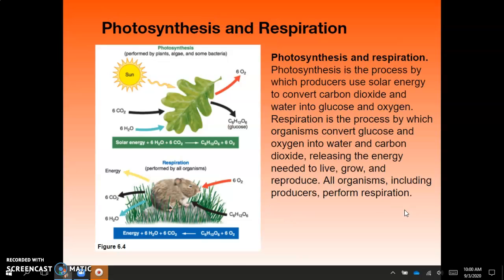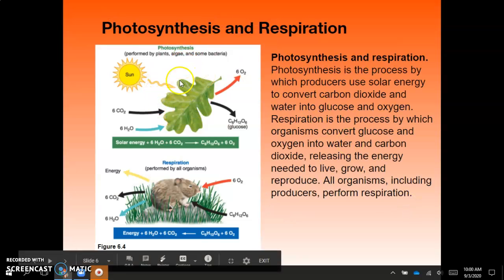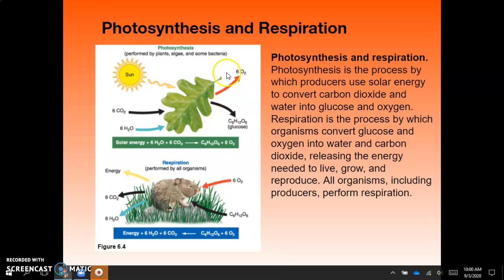Oh, and just a reminder as well, plants do both photosynthesis and respiration. So they do produce food in the form of glucose, but then they have to use some of that glucose in order to make energy. So plants do both photosynthesis and respiration, whereas animals, humans only do respiration. We can't do photosynthesis.